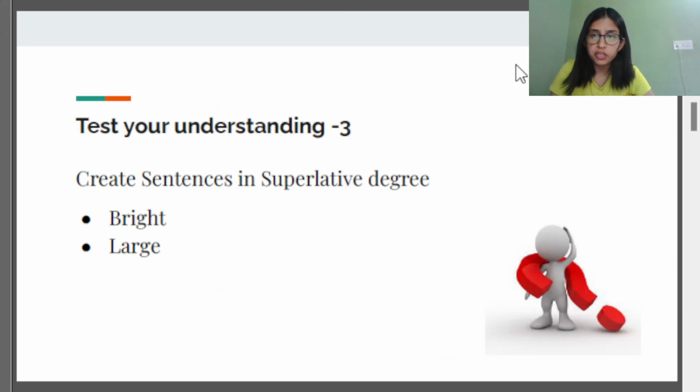Yes, you will be giving a response to this question as well: you will be creating sentences in superlative degree with the words bright and large. Yes, I will give you a few seconds for that. After that, I'll give you an example of sentences made from these two words in superlative degree.